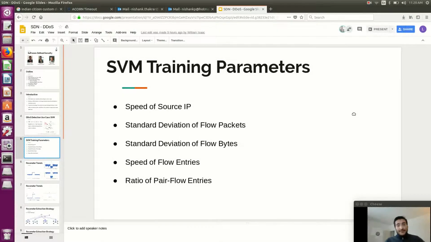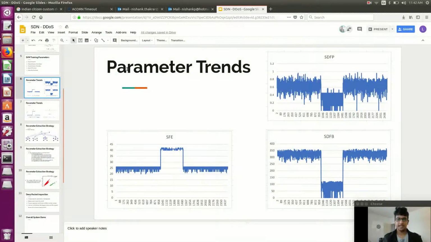The next part of this presentation will be taken up by Suraj Iyer. Thanks, William. Now we move on to the parameter trends based on which the SVM classifier has been trained.